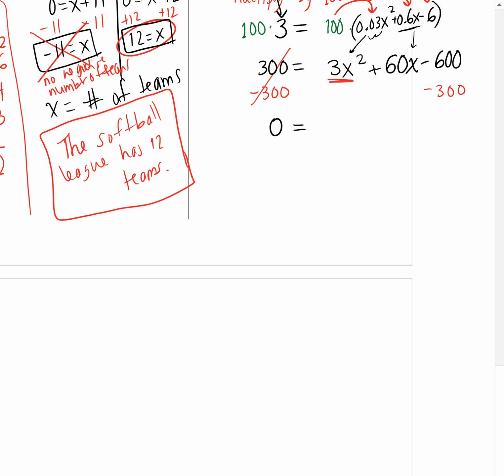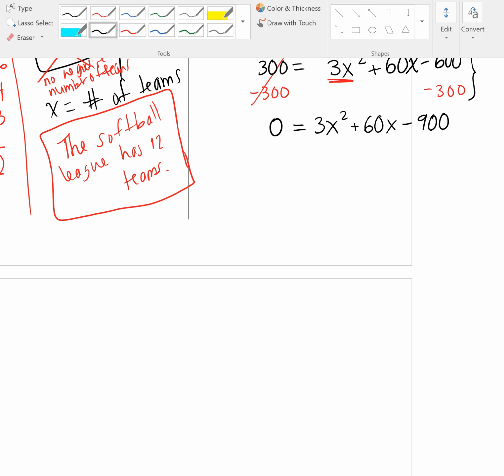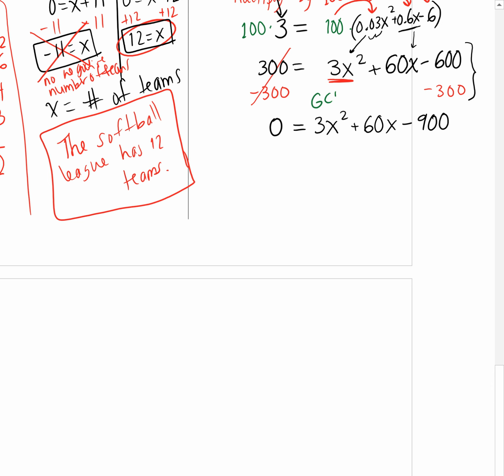So I move the 300 over. That's not going to affect the 3x squared or the 60x, but it will affect the last term. Negative 600 minus 300 is negative 900. Man, these numbers are big, but remember when you factor, the first thing you're supposed to do is think, is there a greatest common factor? There is. All these terms have a 3 in common. So I got scared at first. I said, oh man, this is a trinomial with leading coefficient not 1. It was a 3.